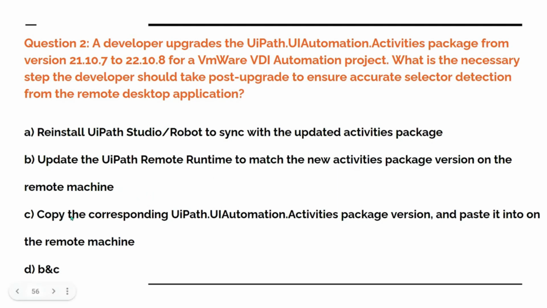on the remote machine? Option C, copy the corresponding UiPath.UIAutomation.Activities package. I showed it yesterday: you have to go to user profile, .nuget, packages, UiPath. There you find this package folder. In the previous video I showed you, and paste it on the remote machine. And D is B and C. Which is the right option do you think?